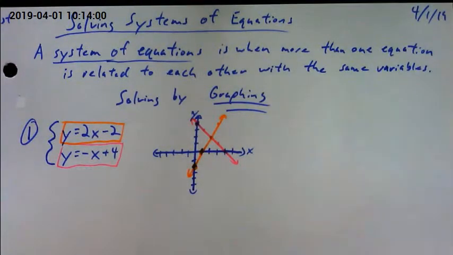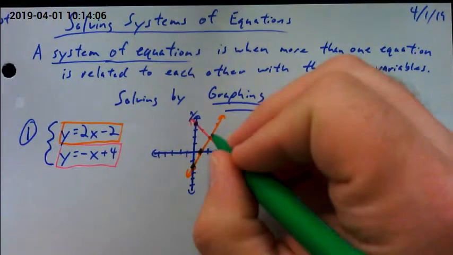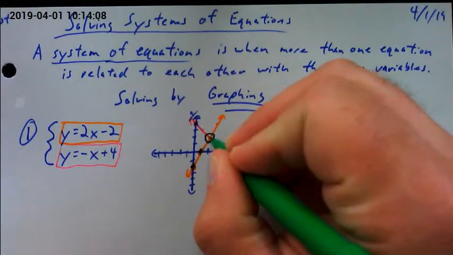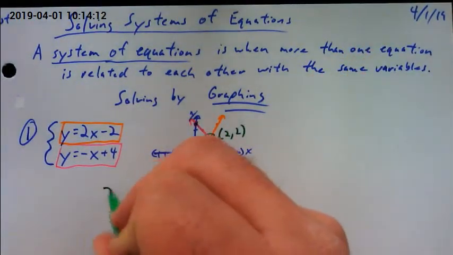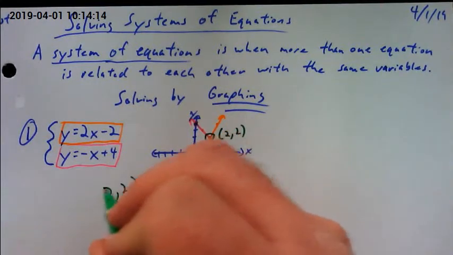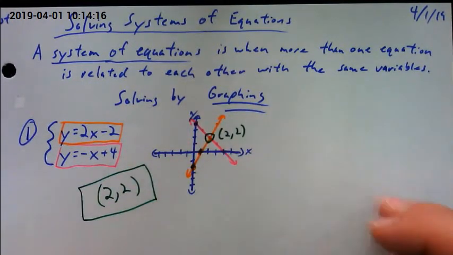So now, where's our solution for this? Where they intersect. So right here, this point is at 2, 2. That would be our solution for this first question. That's just wherever they intersect.